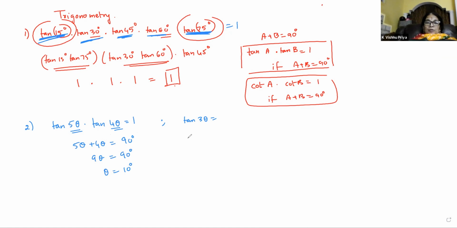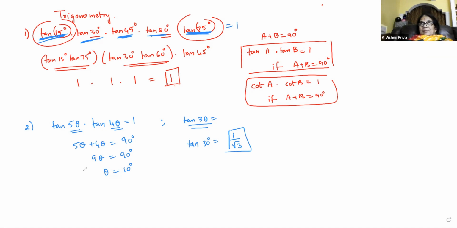But what do we have to find? We have to find tan 3 theta. So what will be tan 3 theta? Tan 3 into 10, that is tan 30 degrees. And what's the value of tan 30 degrees? You all know the table of values. Tan 30 degrees is nothing but 1 by root 3. So this will be your final answer. Again, as I said, once you understand, you can do this problem within 1 minute.